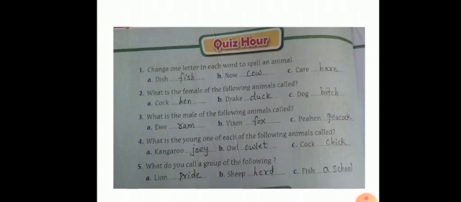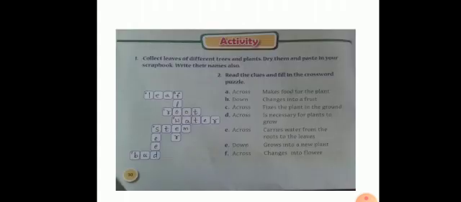Third one, fish. So, what is the group of this called? A school. A school of fish. Understood, students? Quiz. If yes, let's move on to our next activity. That is, collect leaves of different trees and plants, dry them and paste in your scrapbook. Write their names also. You can do it as an activity also, students. So, I would like to discuss with you all the first one.